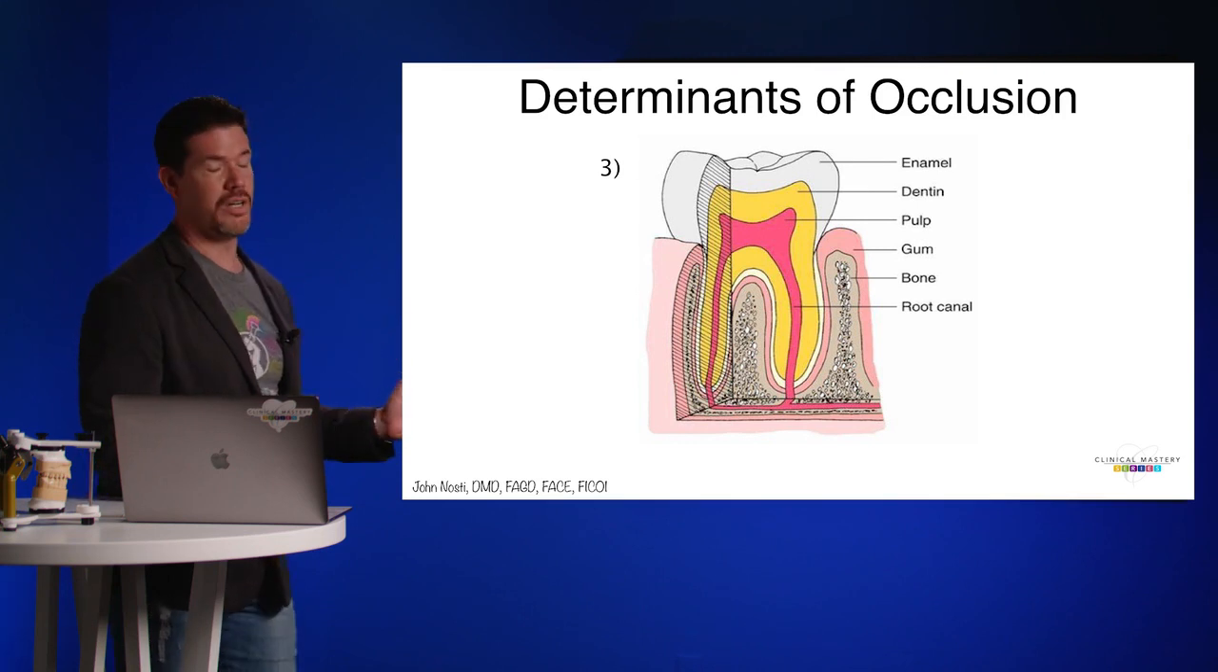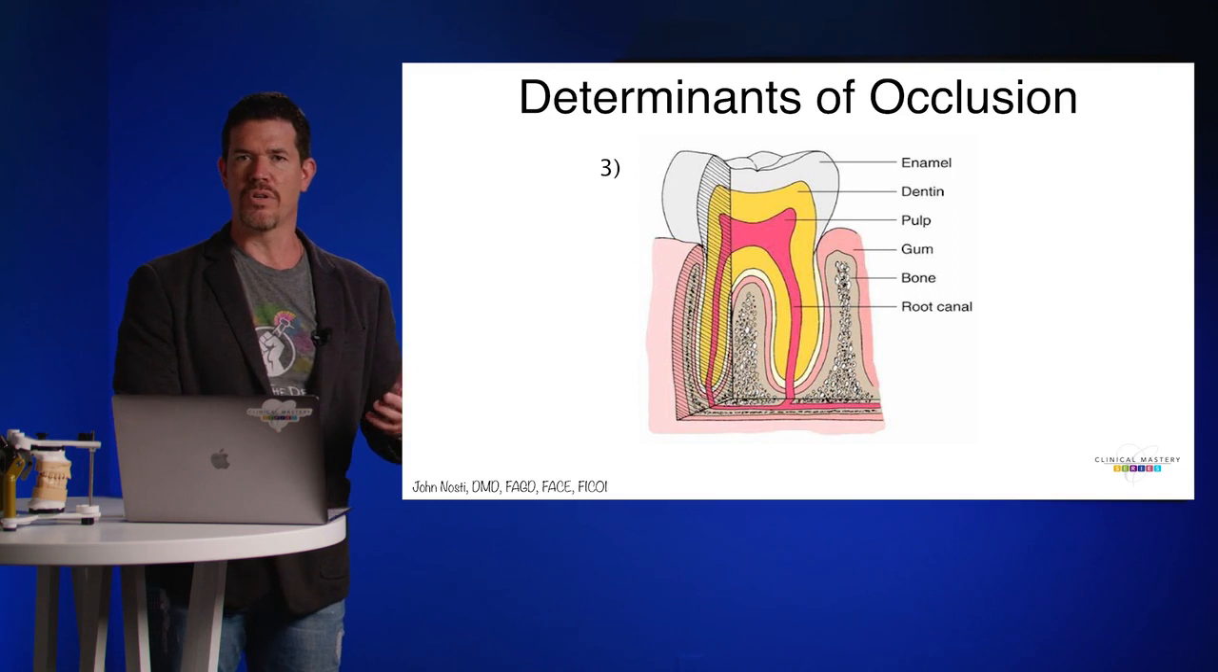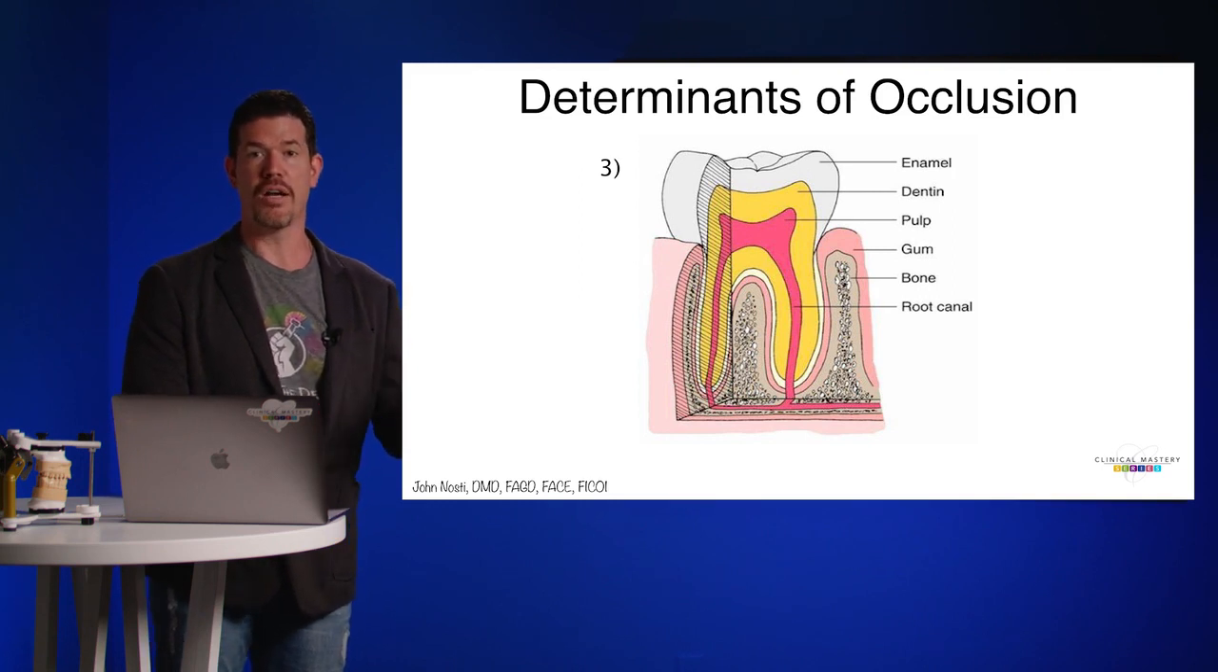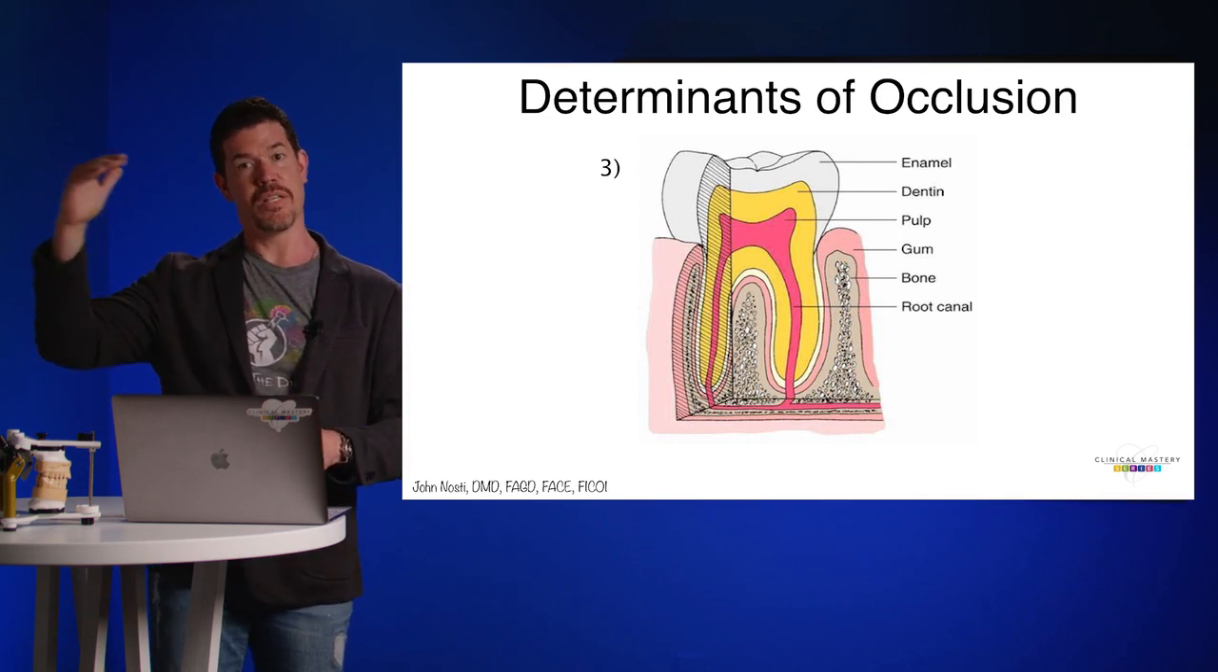Our last determinant of occlusion is the periodontal apparatus. And it's important to understand what is the health periodontally of our patients. Because just like the TMJ, which is basically our starting point, our foundation, the periodontal apparatus is our end point. And it's important to understand if the patient has bone loss or morbidities, that occlusion may not be stable long-term either. So it's important. We want to look at the health of the jaw joint, and obviously you're trained to look at the health periodontally of our patients.